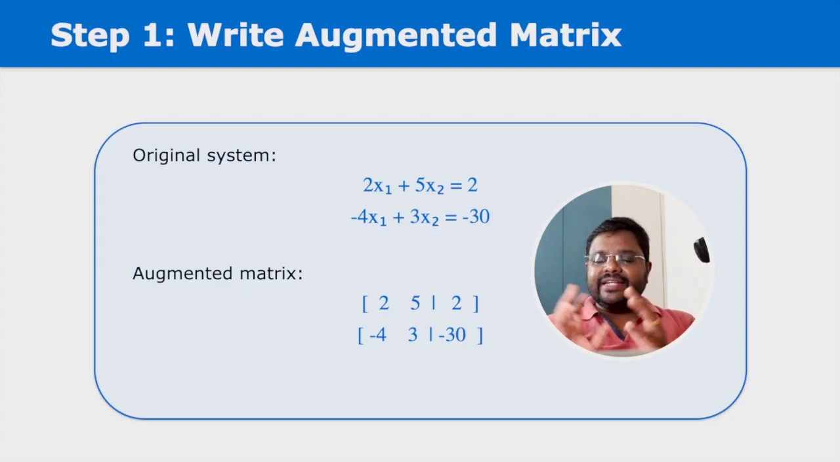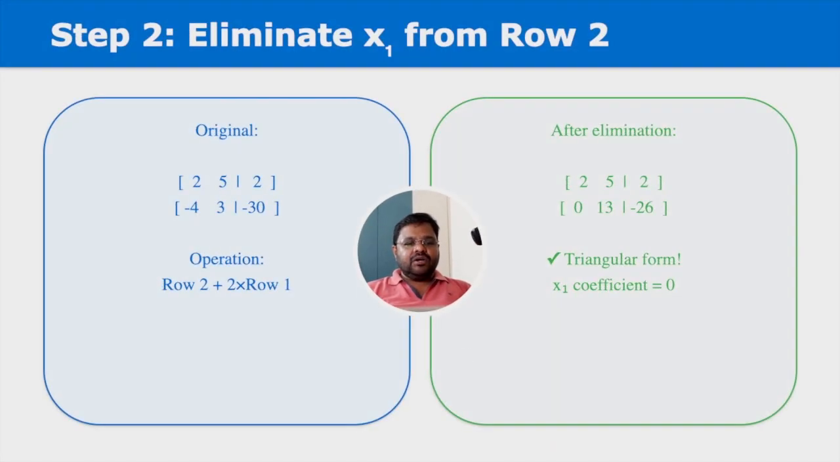So let us practice it. Our system is 2x1 plus 5x2 is equal to 2 and minus 4x1 plus 3x2 is equal to minus 30. So I will form the augmented matrix here. I will move the right hand side B elements into the matrix, and if I form the augmented matrix: 2, 5, 2, minus 4, 3, minus 30. Now I will do this operation.